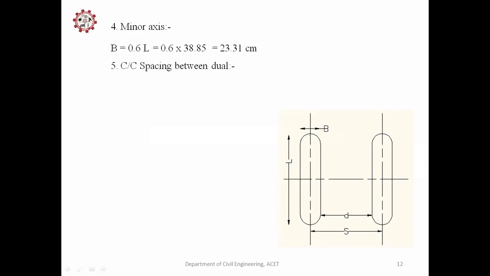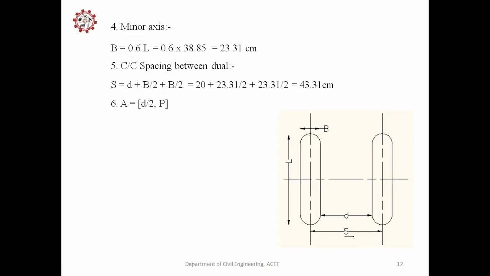Then the center to center spacing between the dual, this S we need to calculate. So we are calculating S as D plus B by 2 plus B by 2. D, 20, is given to us. So 20 plus 23.31 by 2 plus 23.31 by 2 will give you 43.31 centimeter.